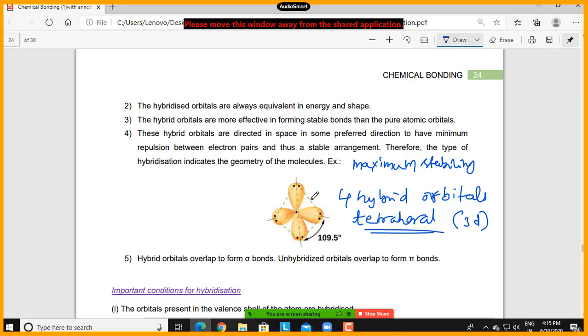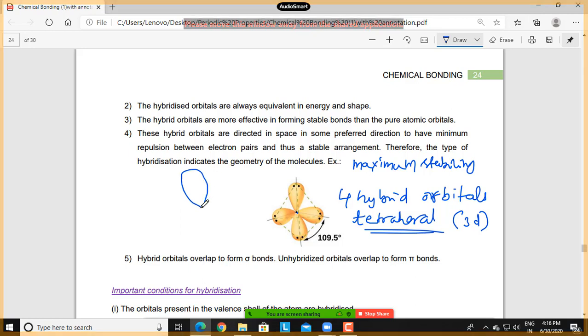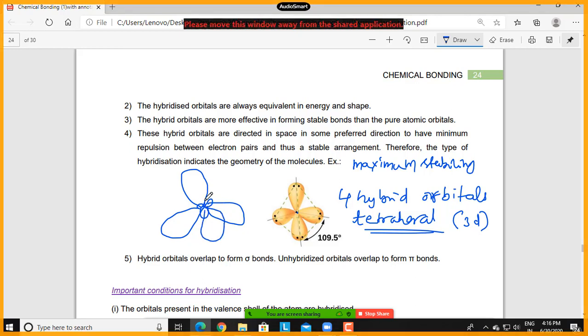Suppose four hybrid orbitals are there. In the diagram, the head is shown, the tail is not shown. This is the head of a hybrid orbital, this is the tail. One more I am drawing. This is the head of a hybrid orbital, this is the tail. This is the head of a hybrid orbital, this is the tail. And one more head, and one more tail. So in this diagram, the tail is not shown. These four hybrid orbitals form a tetrahedron by making an angle.